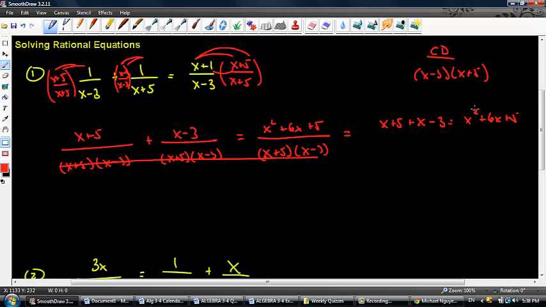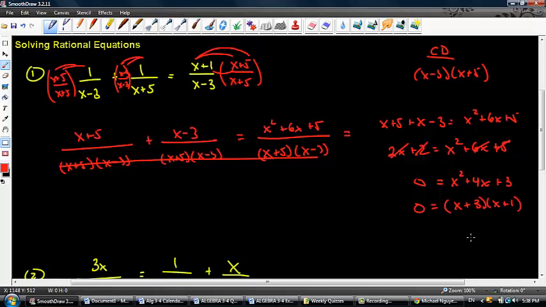Whenever I have an x squared term, I've got to set it all equal to 0, so I'm going to combine my like terms first. 2x plus 2 equals all of this stuff again. That's going to cancel with that. I get a 4x. This is going to cancel with this. I get a plus 3 and x squared. All of that equals 0. So 0 is going to equal x plus 3 times x plus 1. So in this case, x is going to equal negative 3 and negative 1.